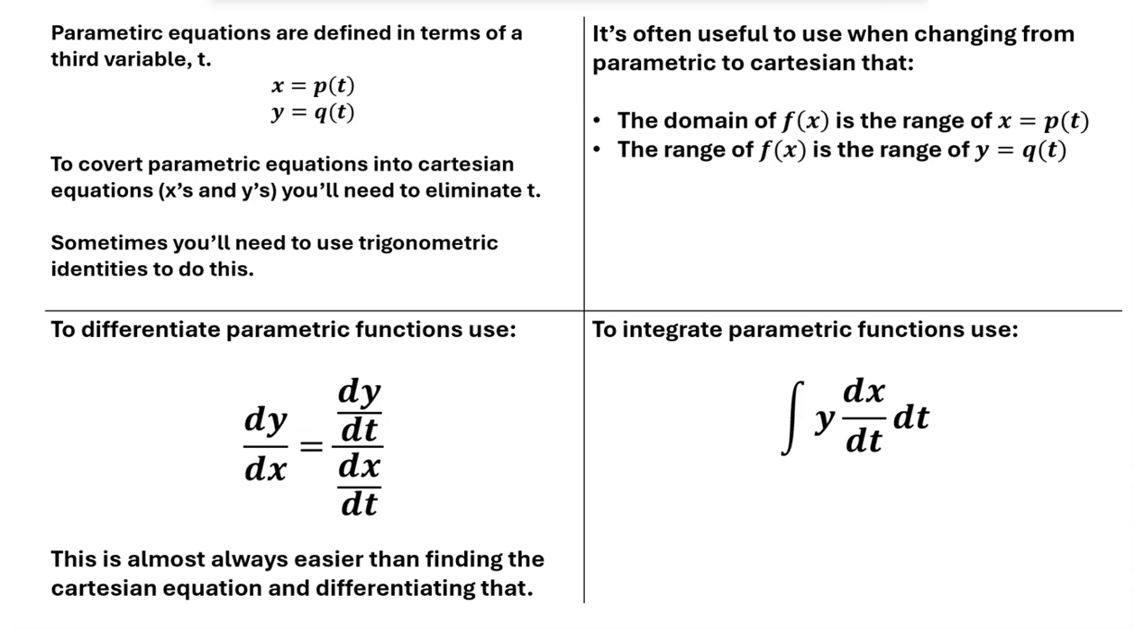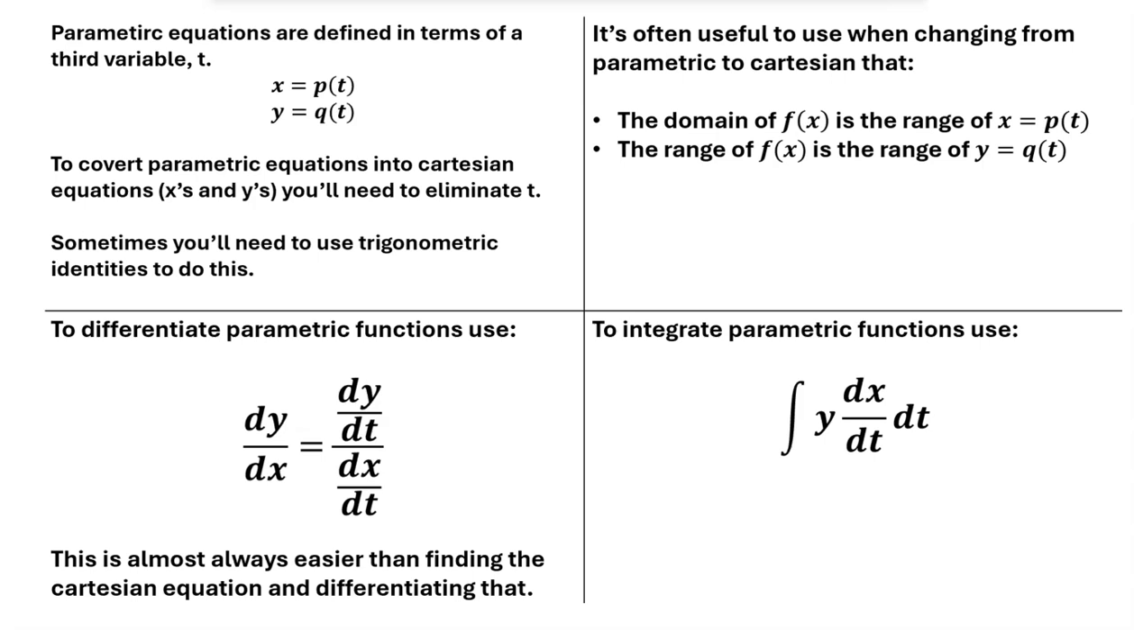It's often useful when we're changing from parametric to Cartesian form to remember these 2 bullet points that you can see in the top right. So the domain of f of x is the range of x when it's defined parametrically. And it'll often be easier to find the range of x in its parametric form than to get your domain for your Cartesian curve. And if you find the range of y when you've defined it parametrically, you can then find the range of your Cartesian equation. Again, we'll see some examples of that in a bit.